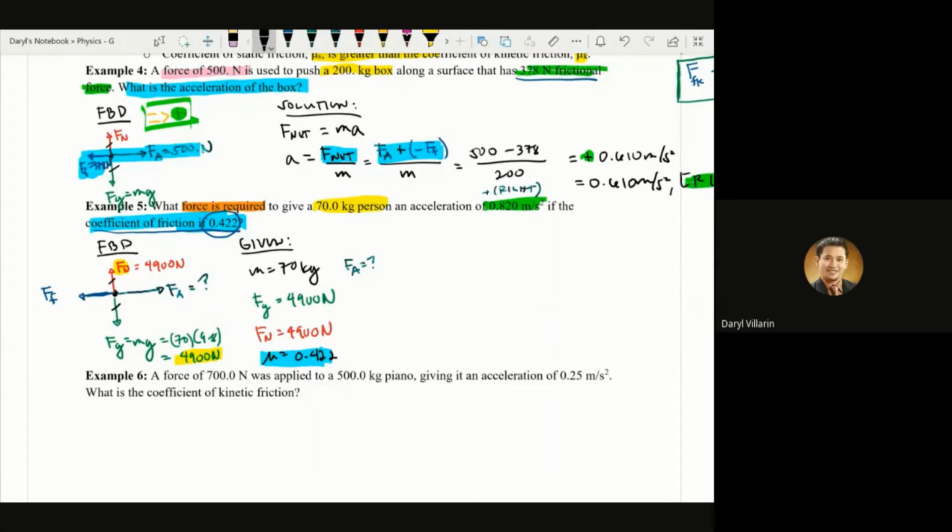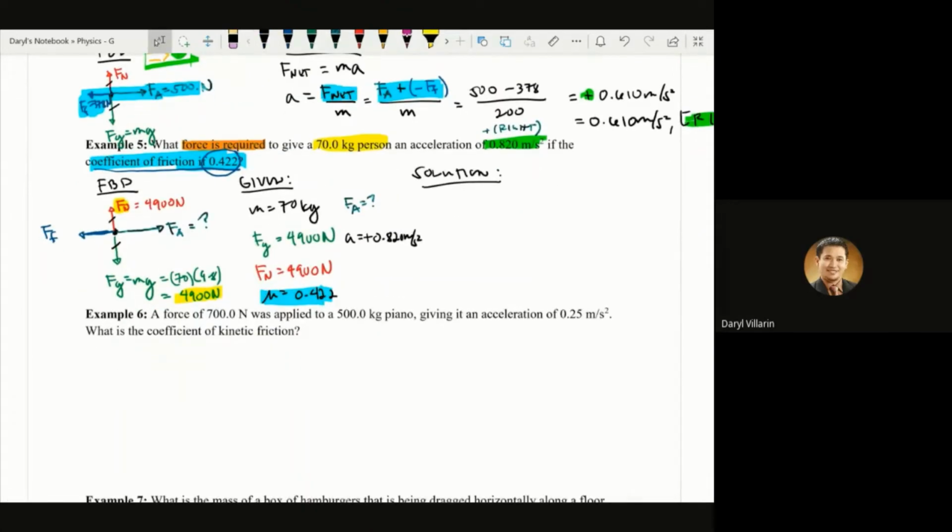So going through my solution, by the way, I'm also given the acceleration, which is just the positive 0.82 meters per second squared. So for my solution, there's an acceleration of an object. So I know that if the object is accelerating, the net force is just equivalent to the product of its mass times its acceleration. Okay, so let me check, do I have everything here?